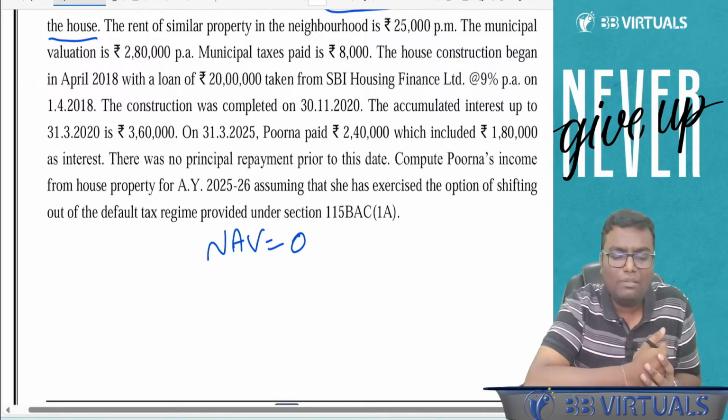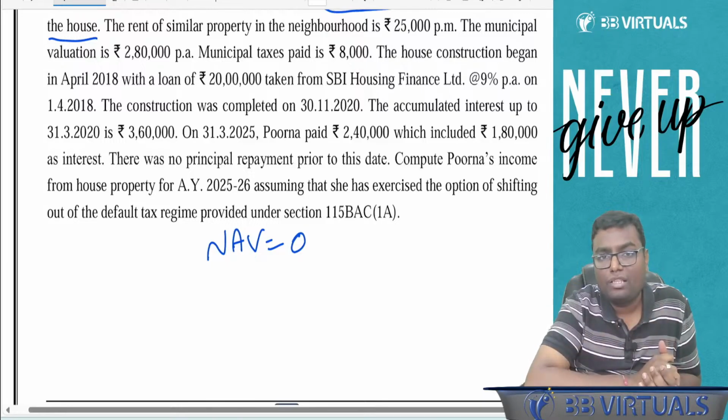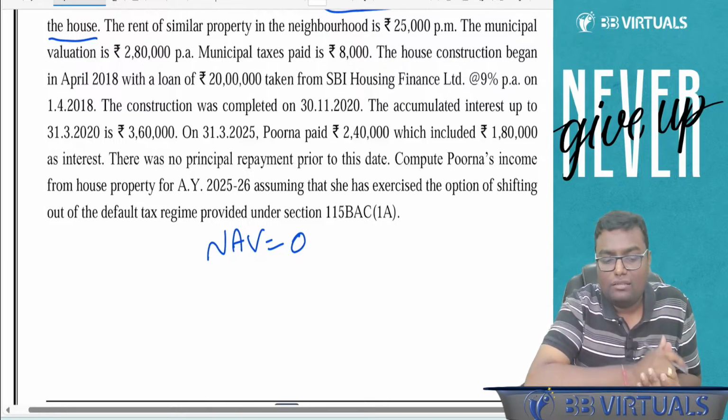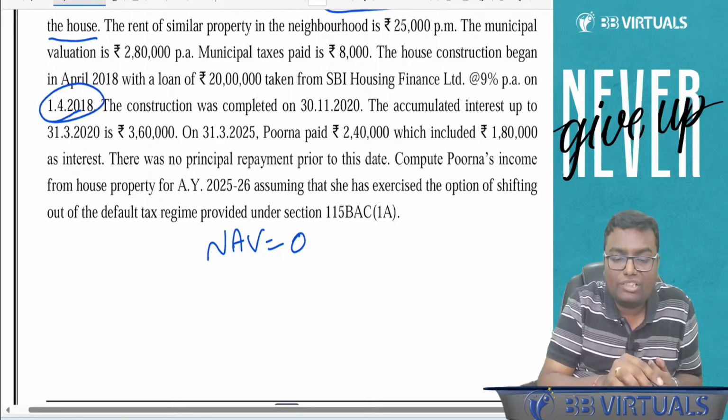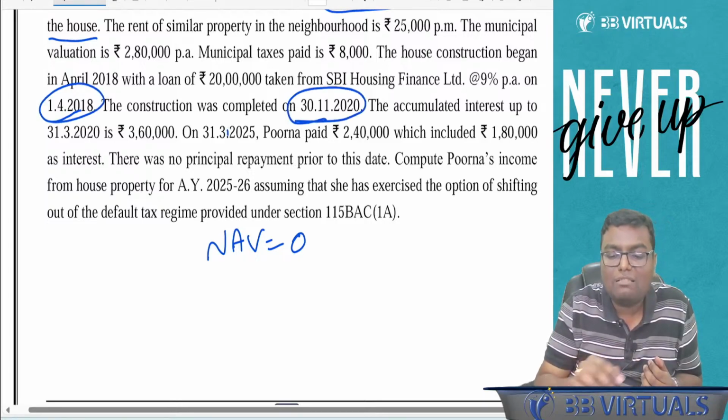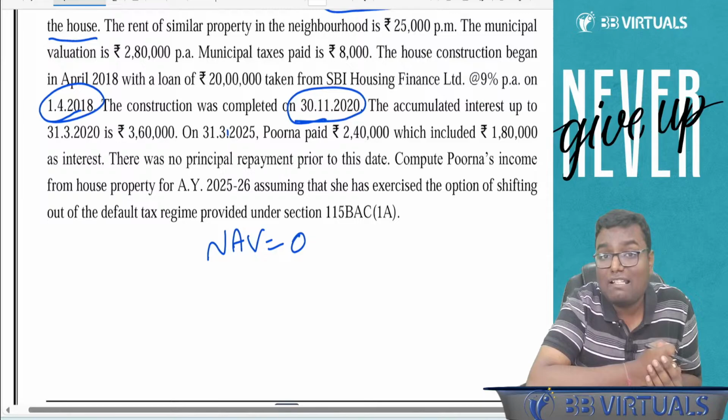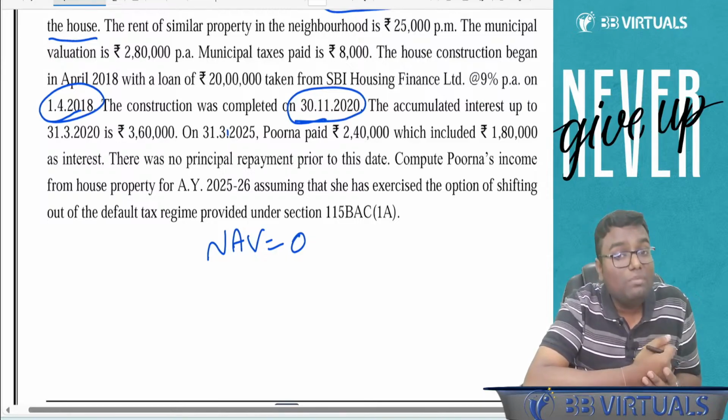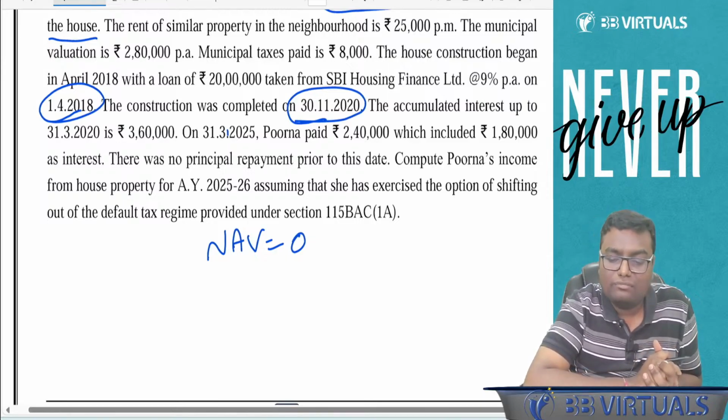Limited at 9% per annum on 1st April 2018. The construction was completed on 30th November 2020. Can I say construction is completed within 5 years? However, if you understand, the loan is taken in some other financial year, and the construction is completed in some other financial year. The two financial years are separate. So there will be a concept called pre-construction interest.